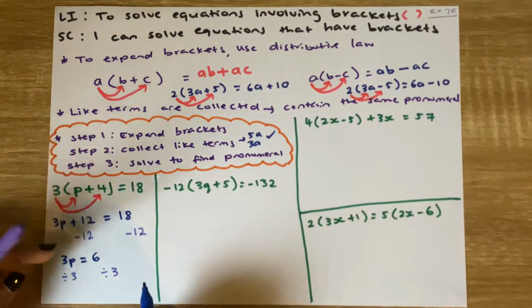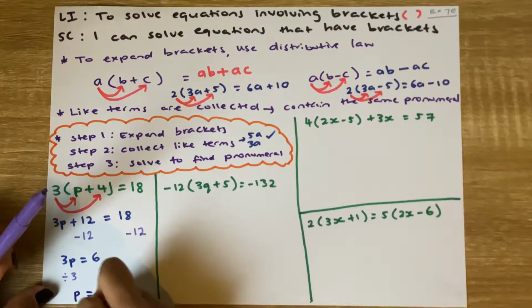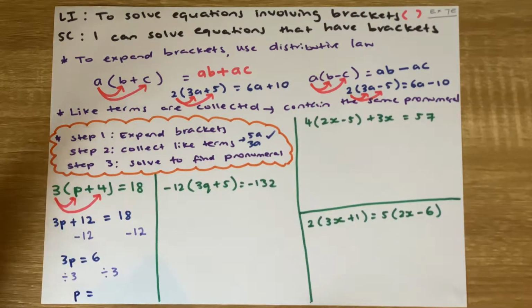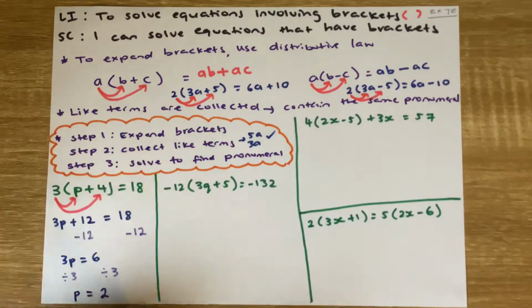And we're going to be left with 3 divided by 3 is 1. So those two cancel out. We're left with p equals 6 divided by 3. 6 divided by 3 we know is 2. We have therefore solved that p must be equal to 2.